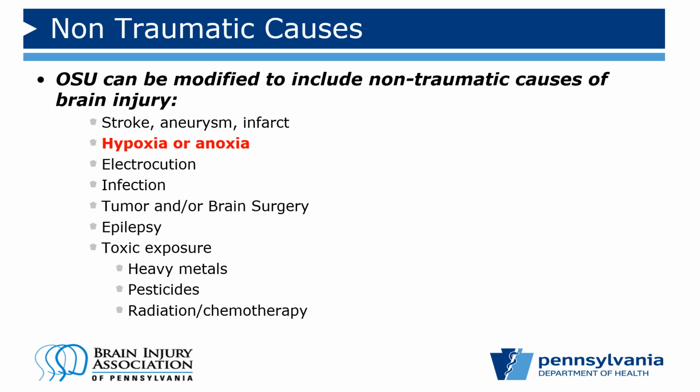The OSU-TBI-ID was originally developed to screen for history of traumatic brain injury, but we know that there are a lot of other causes of brain injury, non-traumatic causes. In fact, we looked at the video earlier about the intersection between opioid misuse and brain injury, and that anoxic or hypoxic brain injury. And so this tool that we're describing today is modified to include not only those hypoxic and anoxic events, but other non-traumatic causes of brain injury. Things like strokes, aneurysms, electrocutions, infections, brain surgeries and brain tumors, epilepsy, and other toxic exposures.